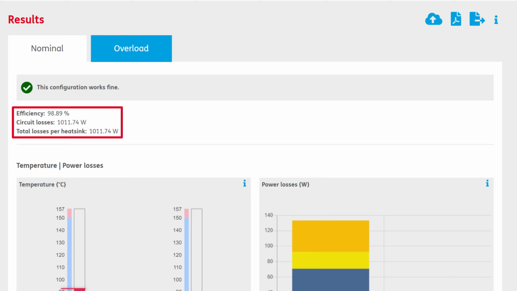Below, you find the circuit efficiency at nominal conditions and the losses of the entire circuit. Losses per heatsink are also included in case only part of the simulated circuit is mounted to a single heatsink.